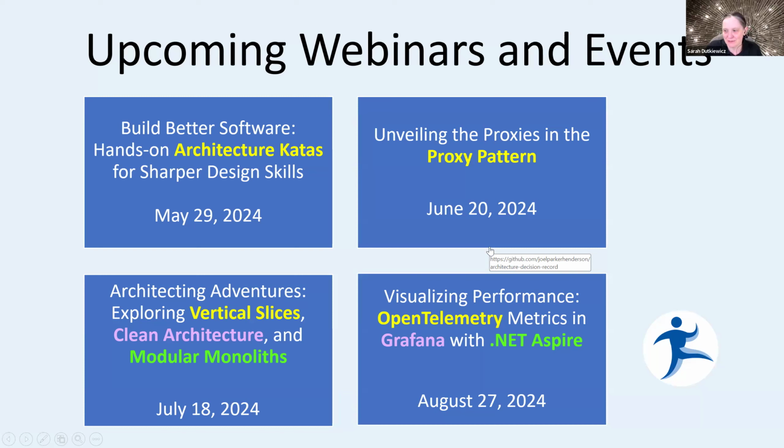And then in August, we're going to talk about .NET Aspire with OpenTelemetry and Grafana. You're skipping the .NET Aspire one? Yeah, I'm holding off till August because that's going to be closer to when it's more stable. It's still early.